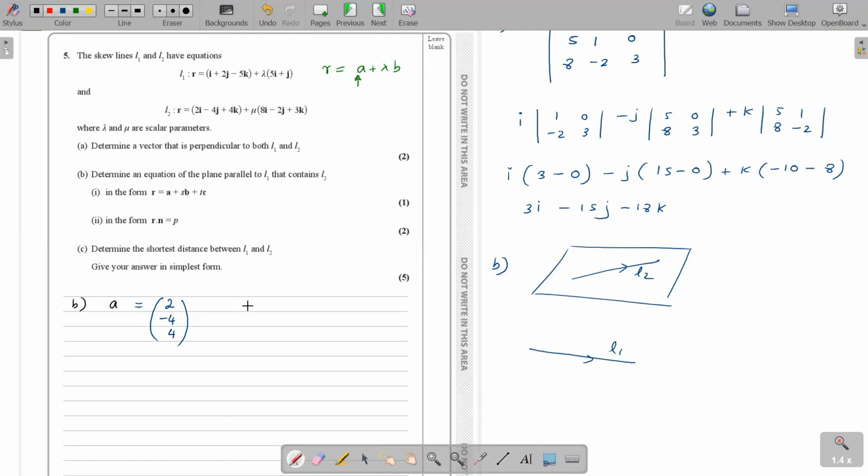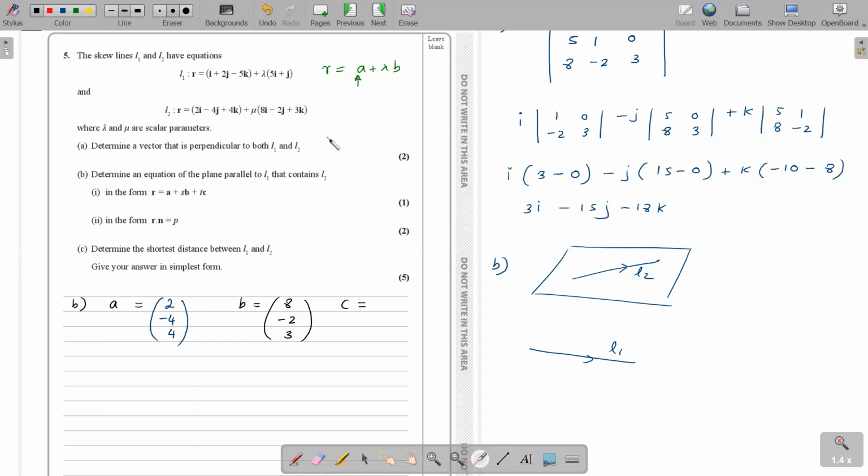Then for b and c, what do I use? B and c are supposed to be two direction vectors on the plane. Can you tell me two direction vectors on this plane? For b, a direction vector on the plane, I can use the direction of line 2 because line 2 is on the plane. We could use the direction of line 2 to represent the direction vector on the plane, 8i minus 2j plus 3k.